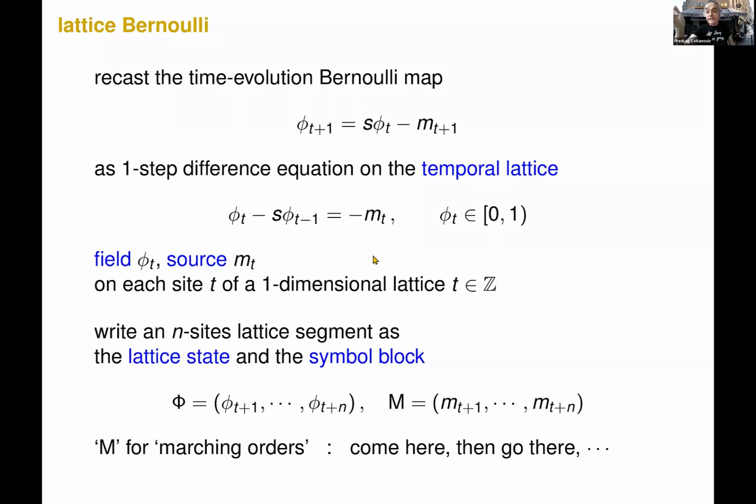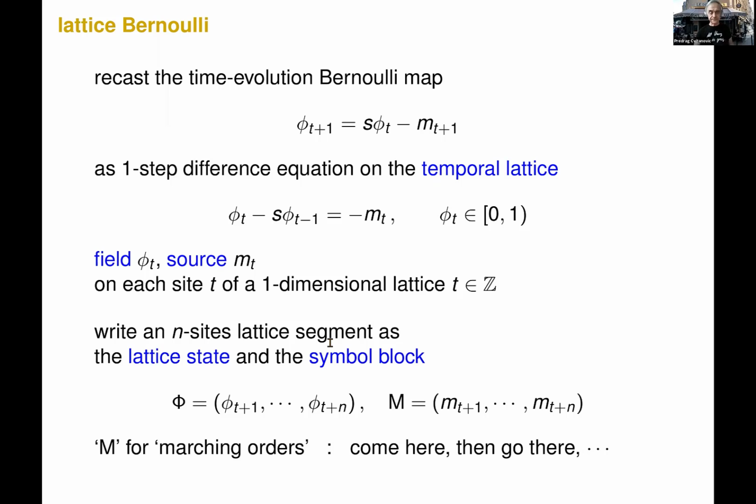So it'll turn out to be a source in the way I'll formulate it. And now, if I have an n lattice segment from this infinite lattice, I can write this as a vector of n fields and a vector of symbols. And as you'll see, these m's are really the marching orders. If you specify a sequence of m, it orders me how to do this, and there will be a unique solution to this problem.